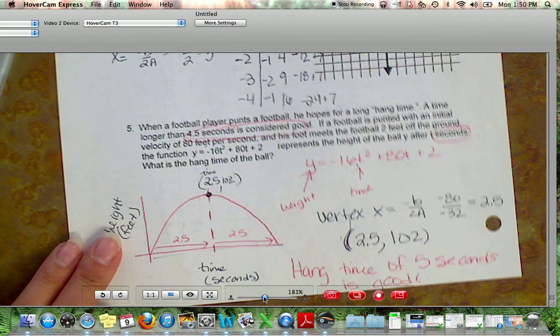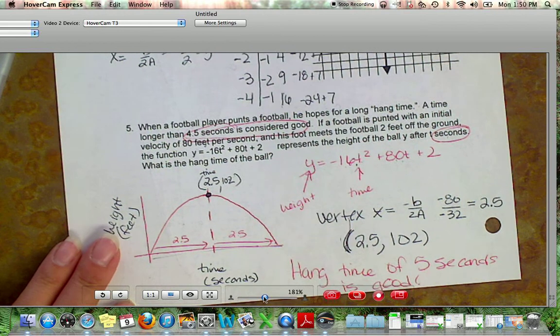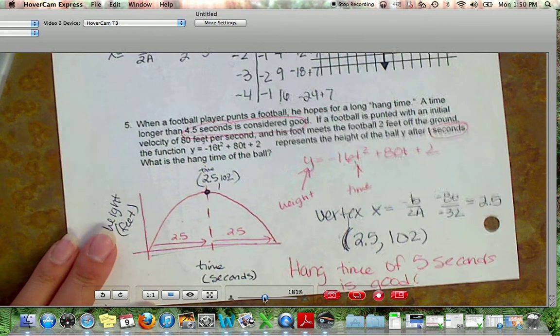So there you go. We will talk a lot more about word problems, but that at least gets us started.